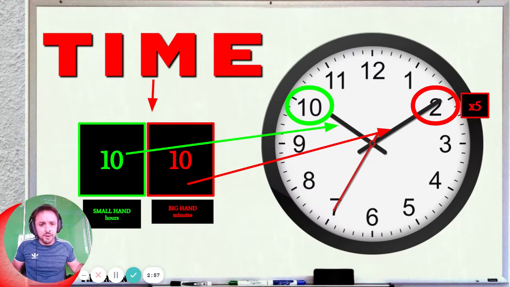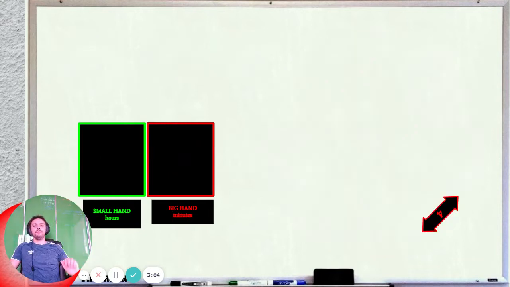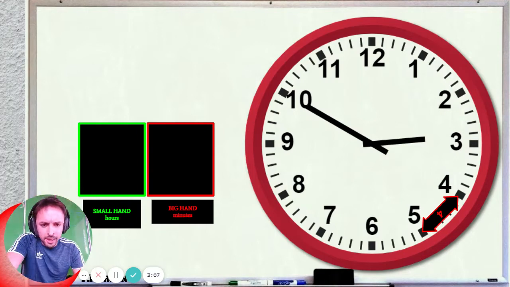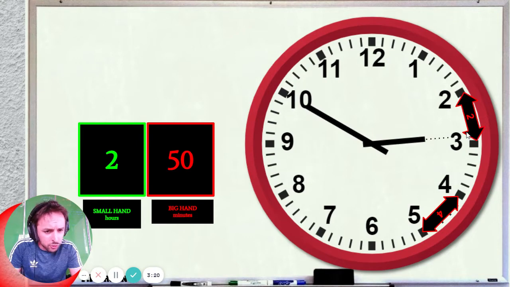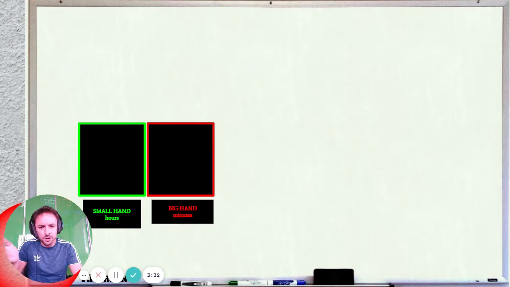So remember, this is all you need to remember. This is how you read a clock. You look at the small hand and then you look at the big hand. Easy peasy. Now let's look at our next clock. And remember, with this clock, the time is 2:50 because the big hand is pointing at 10. Why is that? It's because all of this is still 2 o'clock. So if we look at the small hand, it's still 2 o'clock. It's nearly 3, but it's not yet 3. It's still 2.